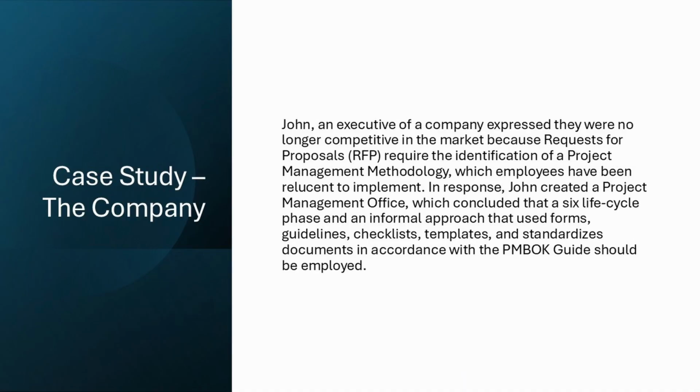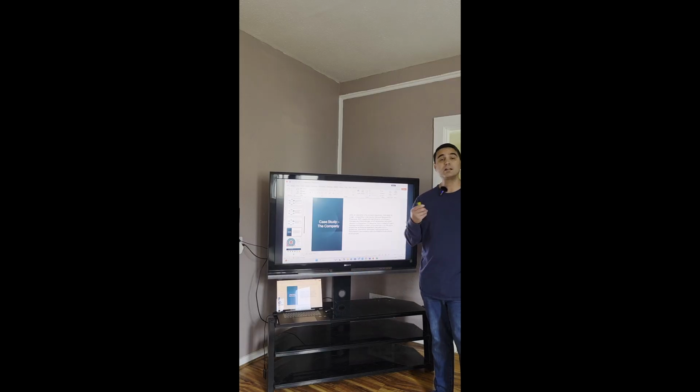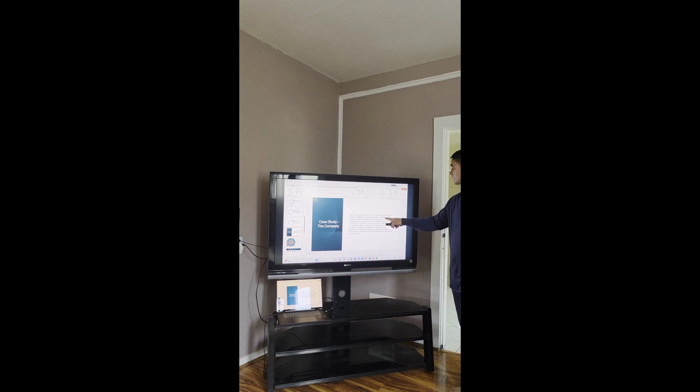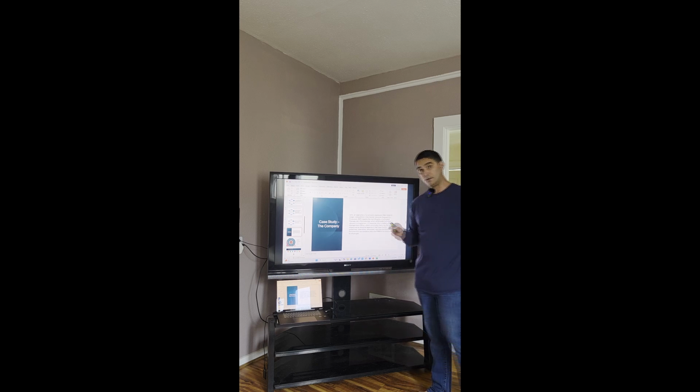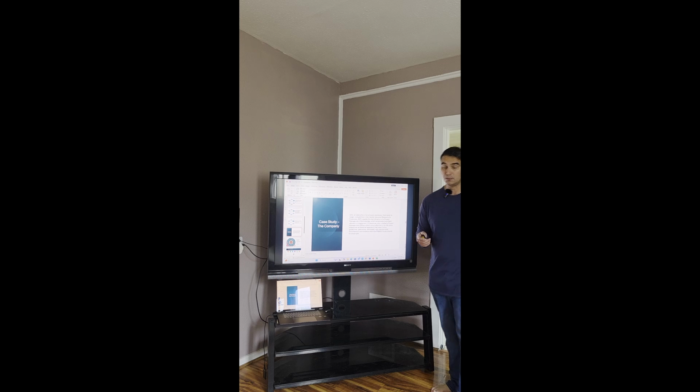Case study. The case study we'll be looking at is about John. He's an executive of a company. He expressed that they are no longer competitive in the market because when he is submitting what are called requests for proposals, RFPs, many of the people are requiring that they provide some project management methodology, which employees have been very reluctant to do.